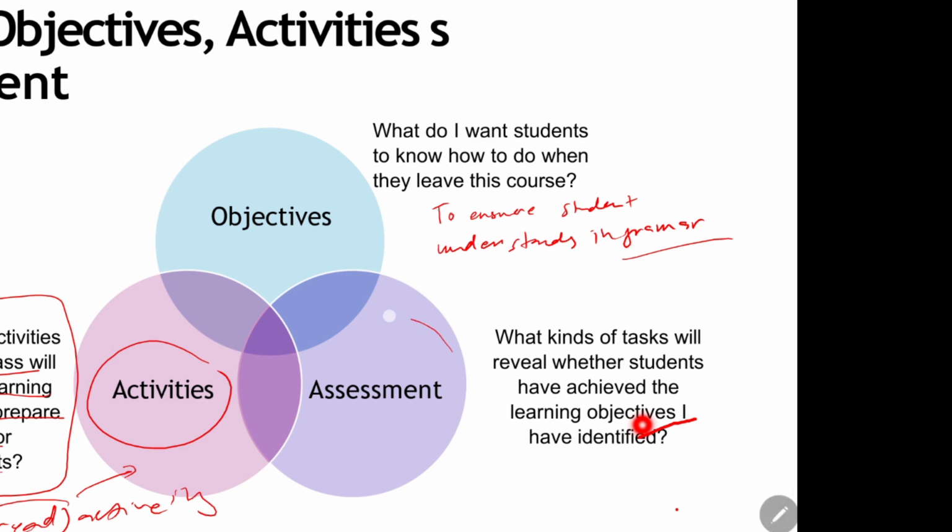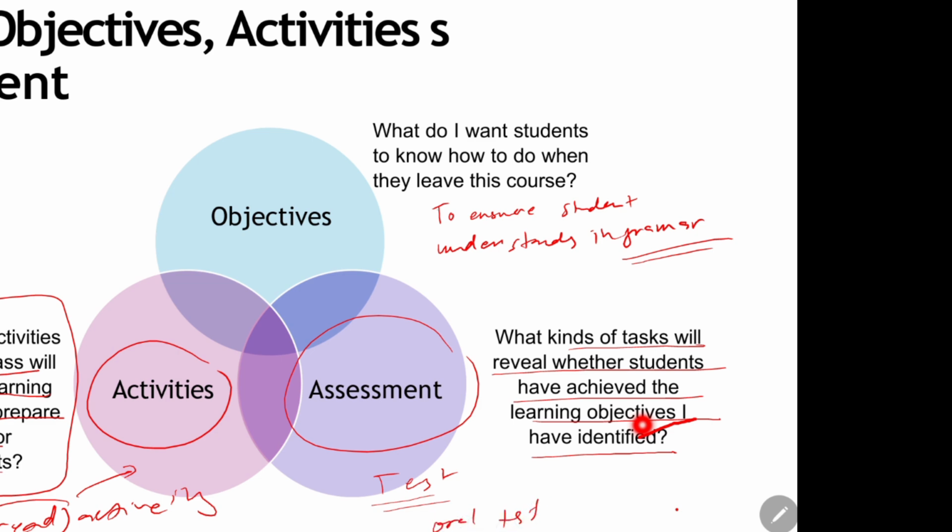And then the assessment. Okay, the assessment is the test we give to them. What kind of task will reveal whether students have achieved the learning objective I have identified? For example, the test we give to test grammar is the oral test. So we see if the student can speak clearly by using good grammar.